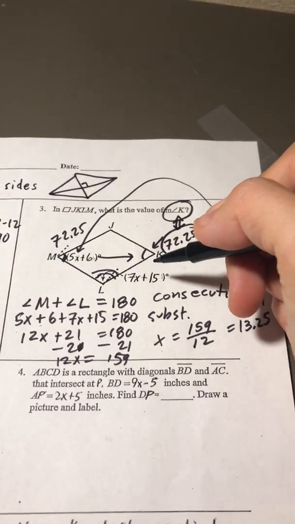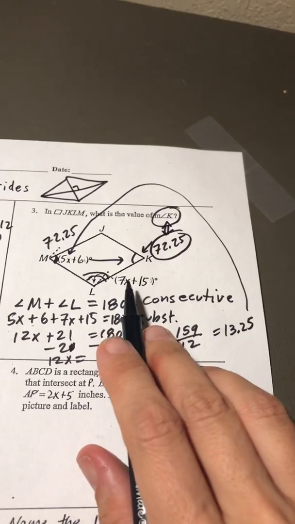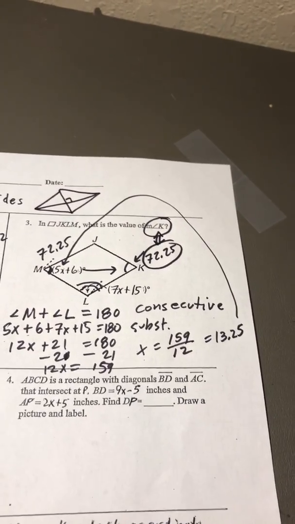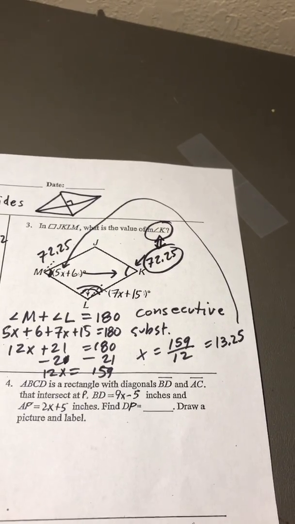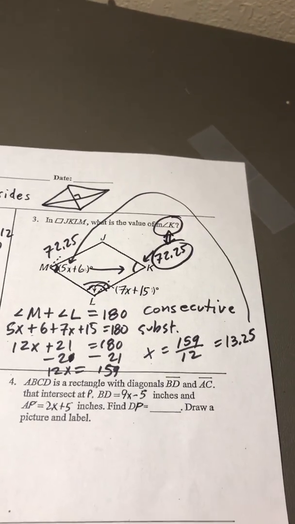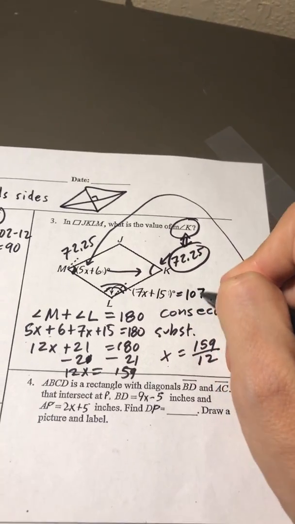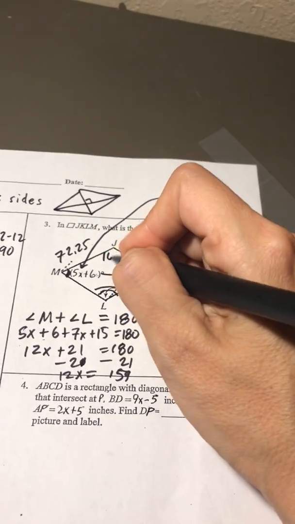But I'd also like to just be sure. So I'm going to plug this in there. So 7 times 13.25, add the 15. Okay, so these bigger angles, these obtuse angles, I'm getting equal to 107.75.